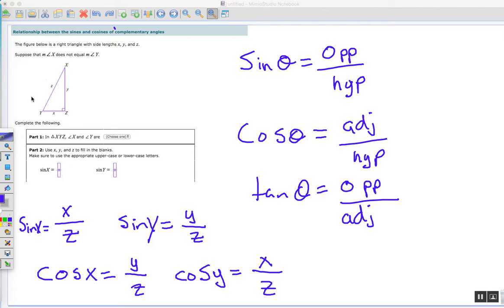So this is kind of showing you the relationship between complementary angles, because you can see here the sine of x is the same exact thing as the cosine of y. And the sine of y gives you the same thing as the cosine of x. And that's because these are complementary angles. And complementary angles just means that if you were to add these two angles together, you would get 90.